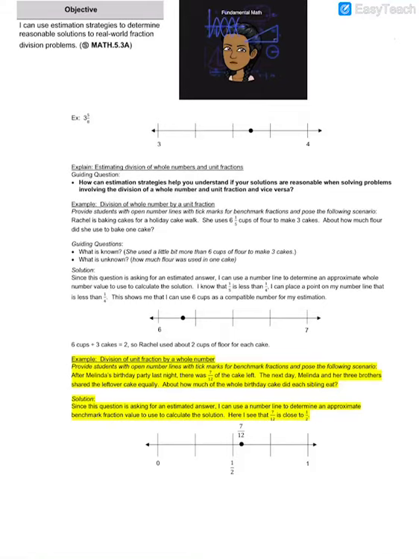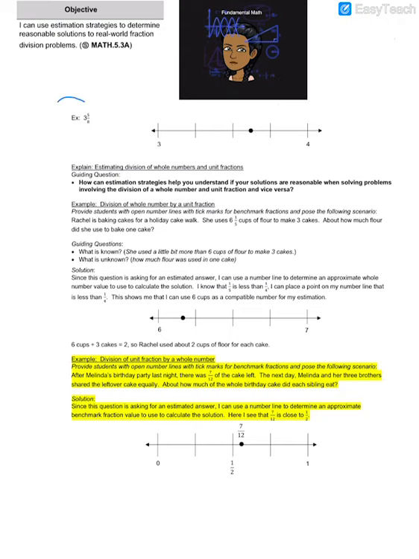Hello there, guys. Today's objective is stated above. I can use estimation strategies to determine reasonable solutions to real-world fraction division problems T53A. So what we're going to do today is look at our mixed fractions, estimate them, and then divide.